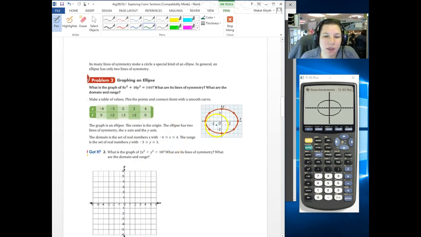Okay, ellipses, kind of like a circle, but just a little bit more oblong. Its formula, they have 9x squared plus 16y squared equals 144. Same thing. Where they're getting this table is that they're choosing values for x. Notice they do 0, some positives, some negatives. They're substituting that in and finding y. You can graph this as well on your calculator by solving for y.